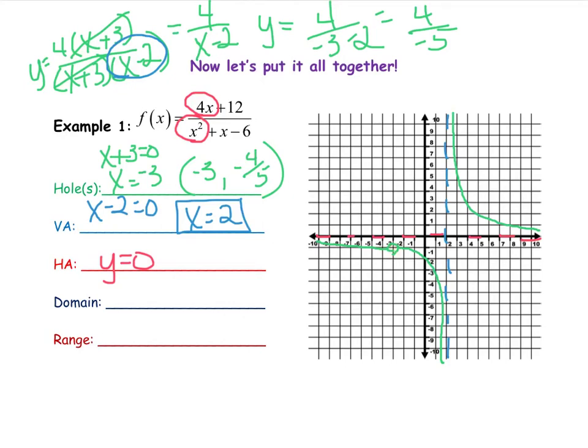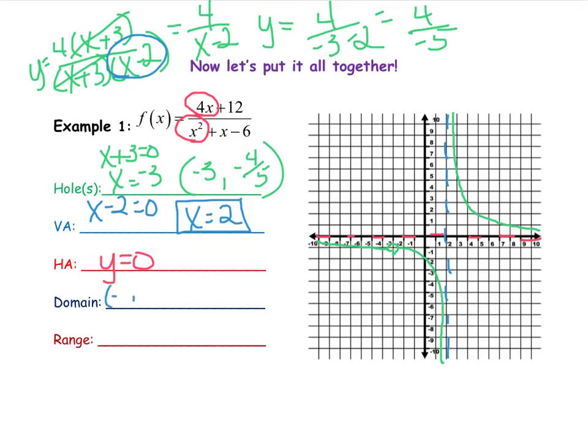So our domain will start from negative infinity and it will go up to the hole. And then it will start on the other side of the hole and it will go up to the vertical asymptote. And then it will start on the other side of the vertical asymptote and go to infinity. Now it will look like this.